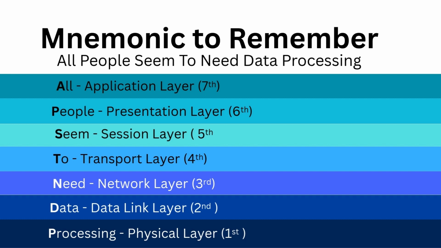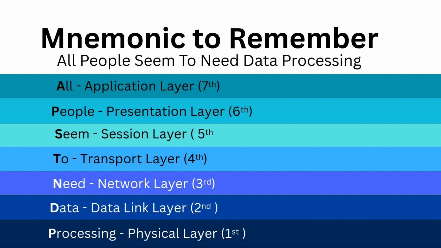The "all" helps us to remember the application layer, which is the 7th layer. "People" is for the presentation layer, which is the 6th. "Seem" stands for the session layer, which is the 5th layer. "To" reminds us of the transport layer, which is the 4th layer.